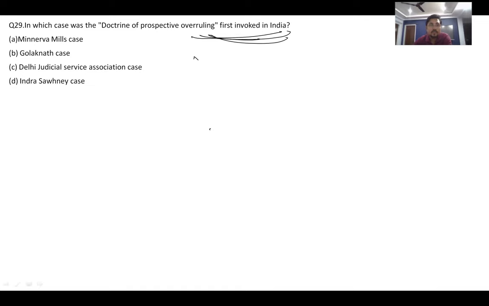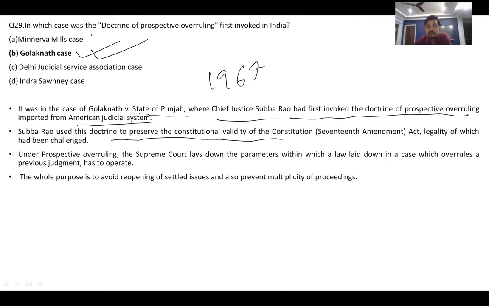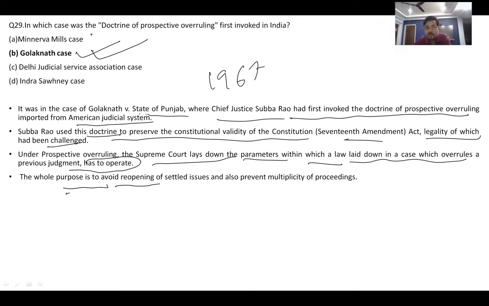Next, the doctrine of prospective overruling. When was it first invoked: Minerva Mills case, Golaknath case, Delhi Judicial Service case, or the Indian Sonic case? So this will be the Golaknath case. In Golaknath versus State of Punjab, Chief Justice Subba Rao first invoked the doctrine of prospective overruling, imported from the American judicial system. He used this doctrine to preserve the constitutional validity of the 17th amendment act, the legality of which had been challenged. Under prospective overruling, the Supreme Court lays down the parameters within which a law laid down in a case which overrules the previous judgment has to operate. The whole purpose is to avoid reopening of settled issues and also prevent multiplicity of proceedings.